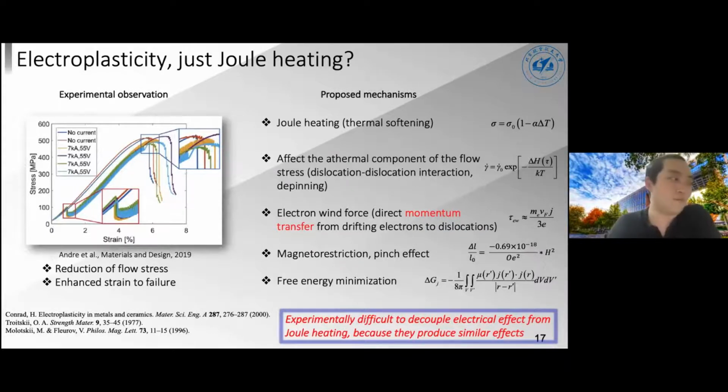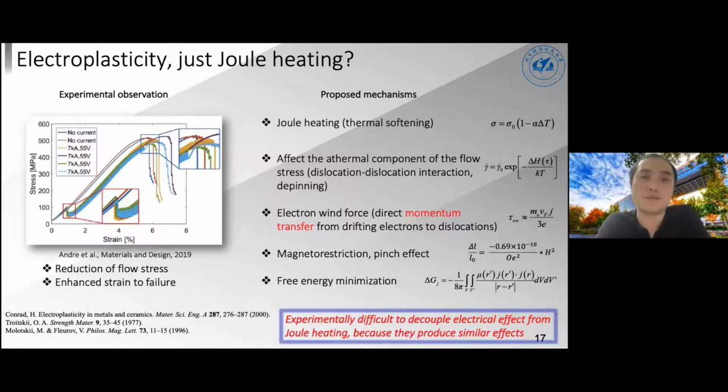This is basically an example of an aluminum alloy where there's a very brittle secondary phase. And by applying a current, every time we apply a current, the flow stress reduces, and it looks like the tensile ductility increases a little bit, okay? This is the typical observation for electroplasticity. But traditionally, in terms of mechanism, it's very difficult to understand what's going on.